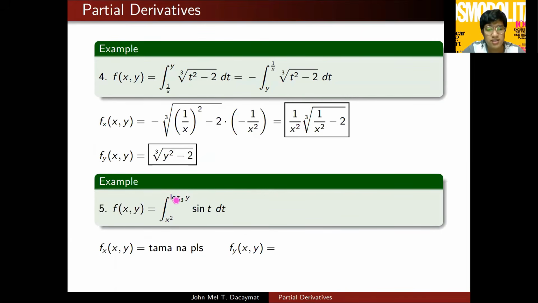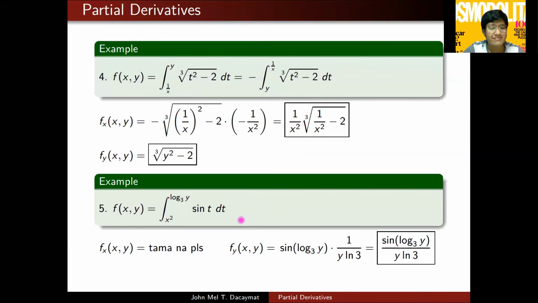So, plug in ko lang si log of y to the base 3 sa ating integrand na sine. Tapos, times derivative pa nung log y to the base 3. So, ang derivative niyan is 1 over y ln 3. And that is my answer. Okay? Good.